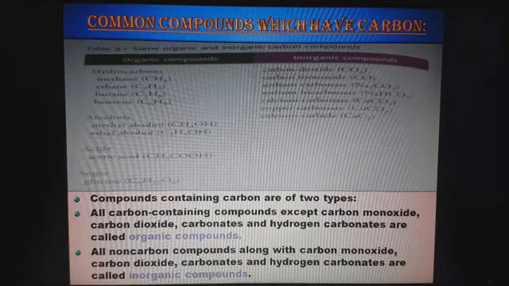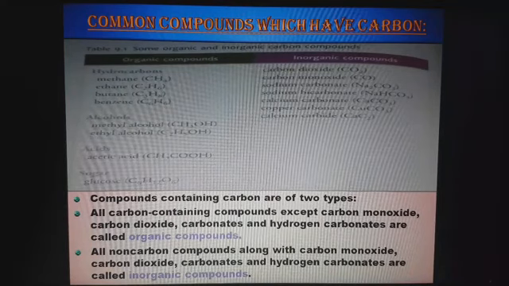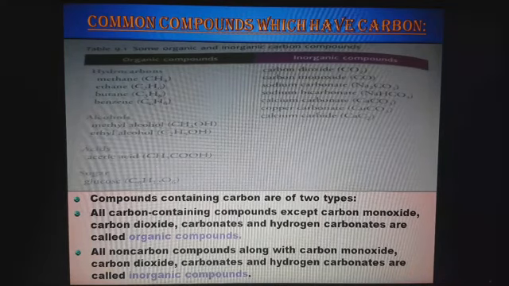Now here all the non-carbon compounds will be inorganic, but these exceptions will also be included under inorganic compounds. Okay, so compounds are basically two types on the basis of carbon content: organic and inorganic compounds. So I think that this classification is clear.